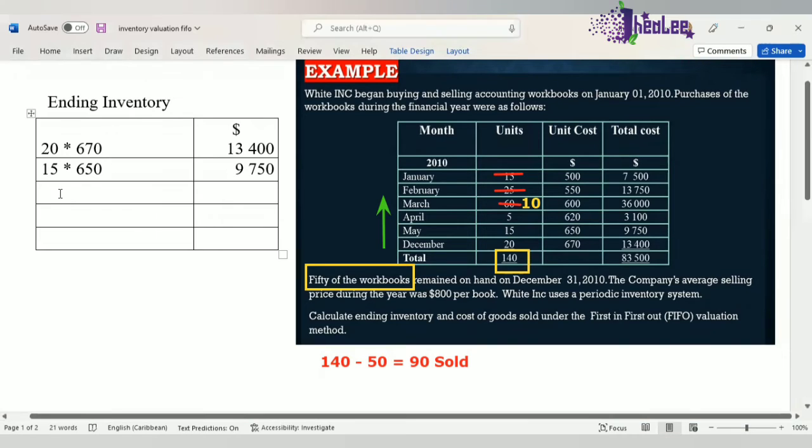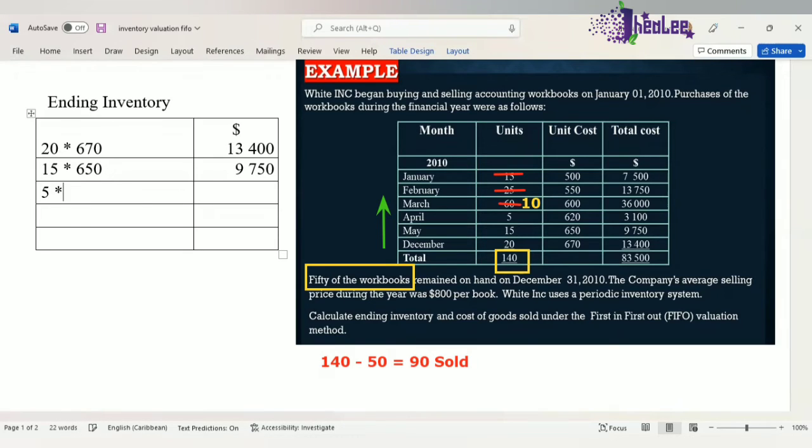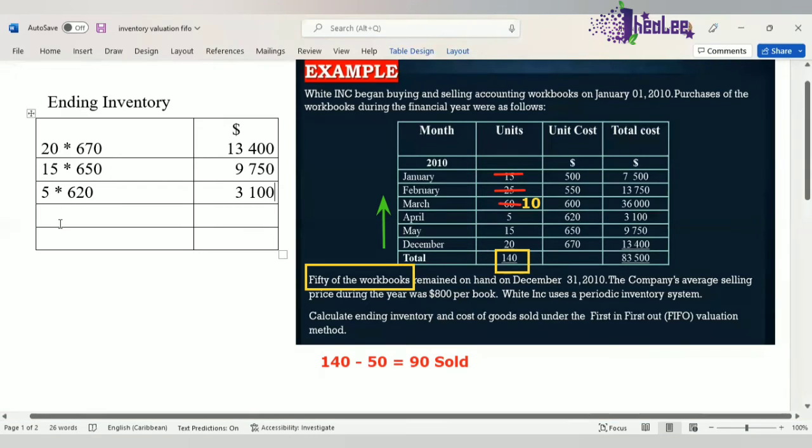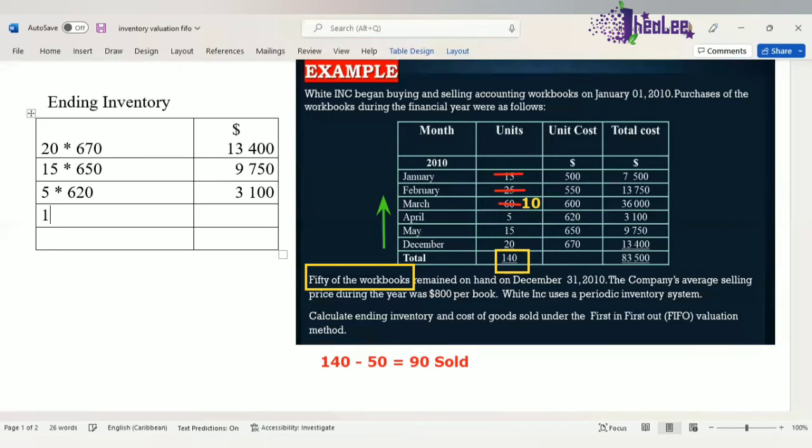The 15 units, we'll take the 5 from April because that is still not sold. And the 5, each of them cost $620. So that is 5 times $620. And that gives us a value of $3,100. And so far we have 40, so we still need 10 more. And based on the explanation earlier, we have 10 items remaining from March. So that is 10, and the cost per unit is $600.